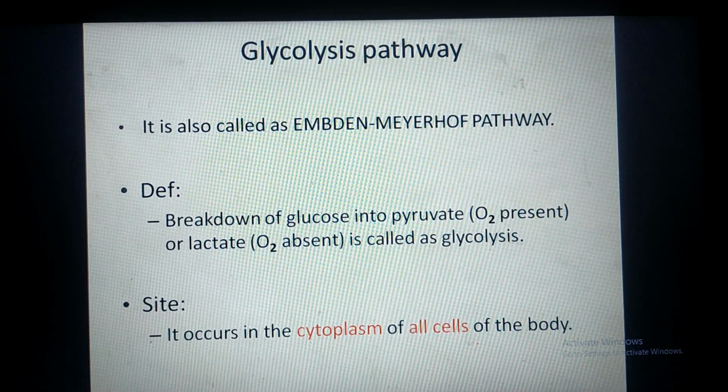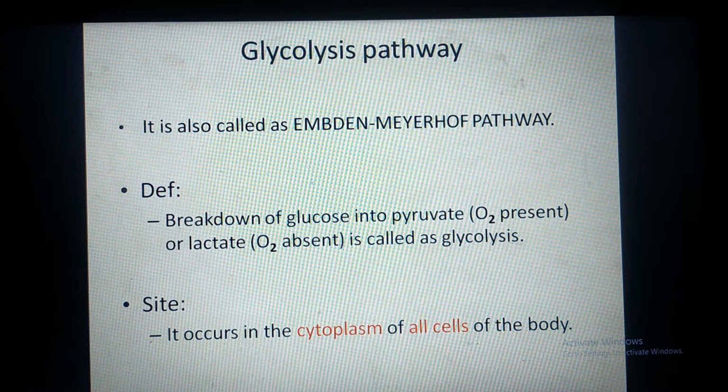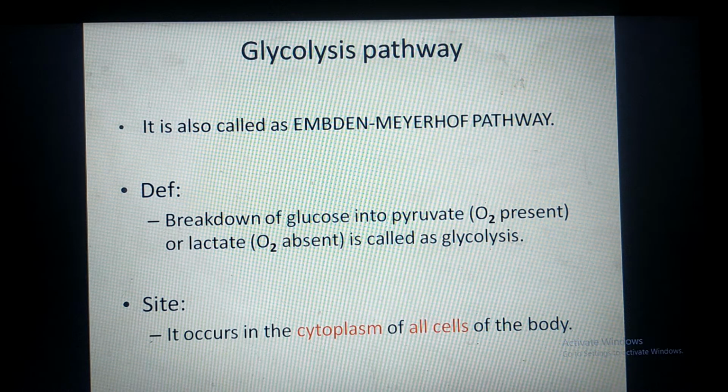Now we will start the first pathway of carbohydrate metabolism, that is the glycolysis pathway. It is also called the Embden-Meyerhof pathway. First, the definition: breakdown of glucose into pyruvate in the presence of oxygen, or breakdown of glucose into lactate in the absence of oxygen is called glycolysis. Site means the place where this pathway occurs. This pathway occurs in the cytoplasm of all cells.